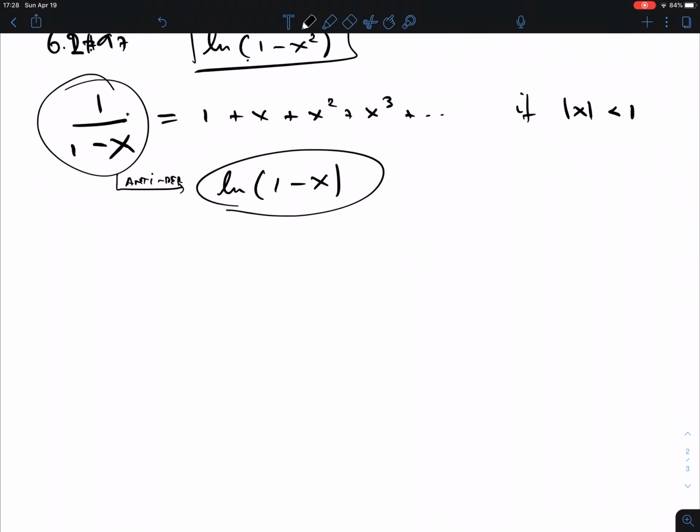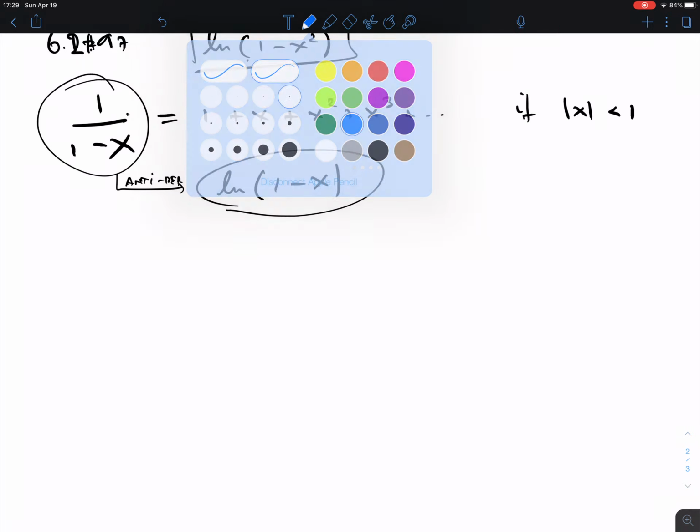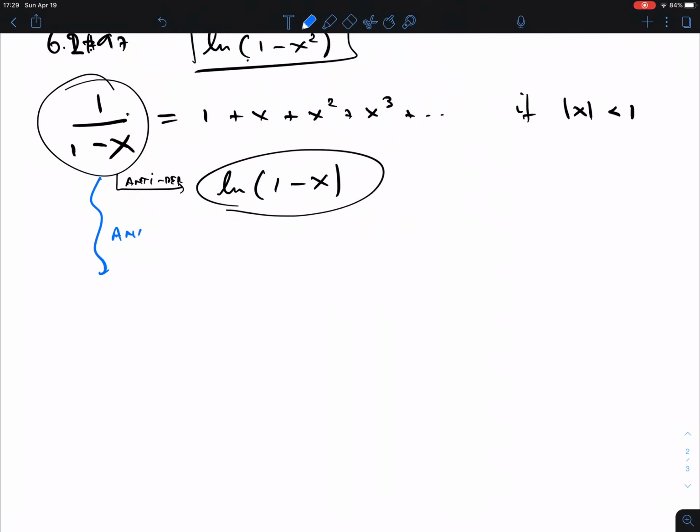So let's antiderive. I'll do this in a different color here. I'm going to antiderive this side, and antiderive this side too. Both sides, because as functions they are the same, provided this is true. But by antideriving, we don't change that condition. So the antiderivative of 1 over 1 minus x, what is that? Well, that is ln(1 minus x). The antiderivative of 1 over x is ln x.